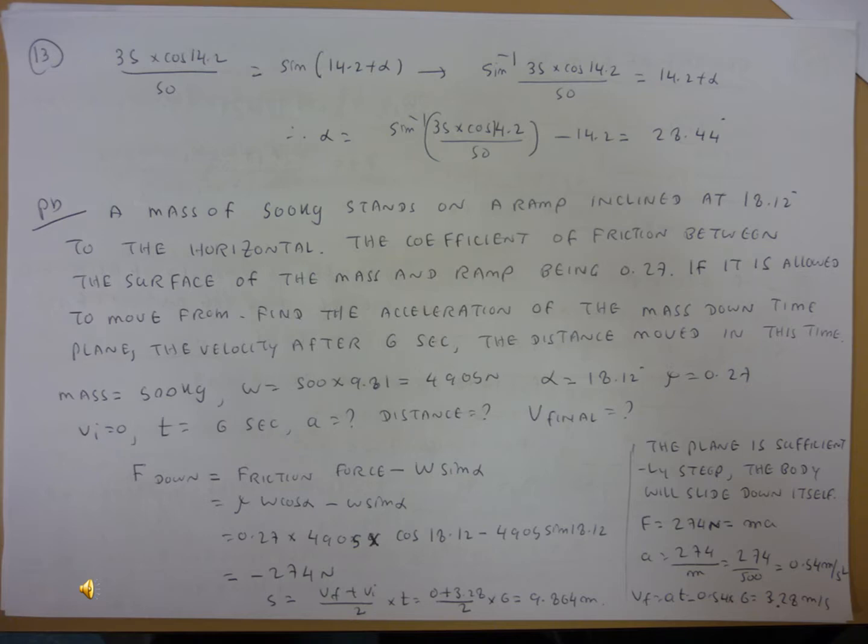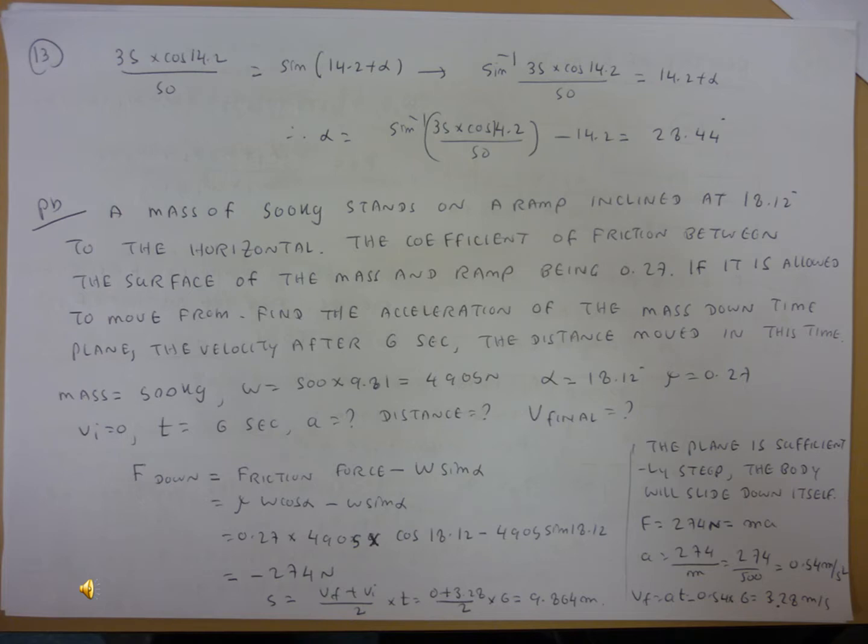So in this case, a 500 kilogram mass is on the ramp. It is inclined at 18.12 degrees to the horizontal, and the coefficient of friction between the mass and the ramp is 0.27. So we have to allow it to move. We have to find the acceleration as the mass moves down the plane, and also after 6 seconds, we have to find the velocity and the distance moved.